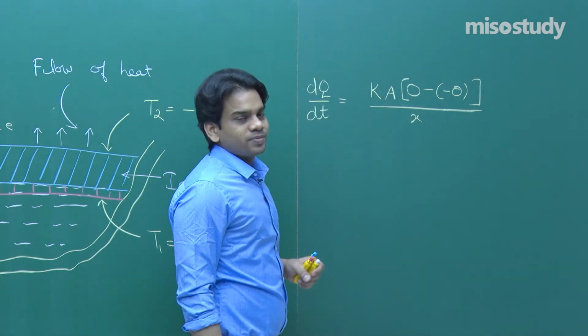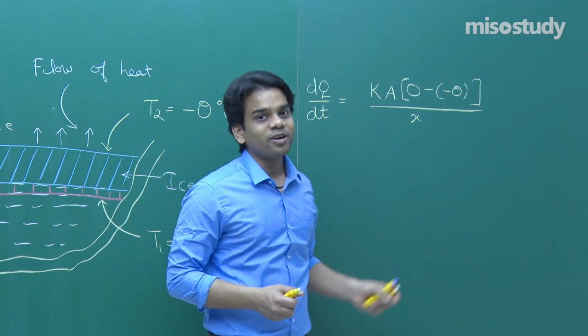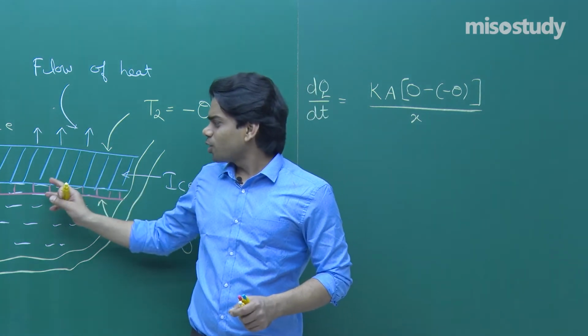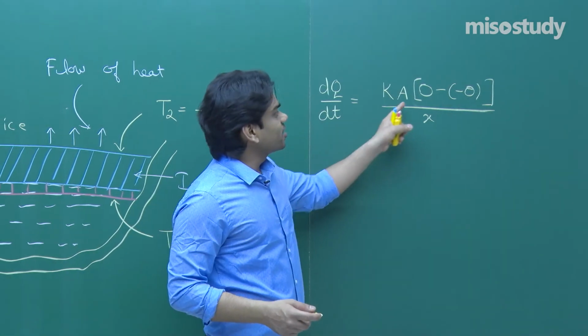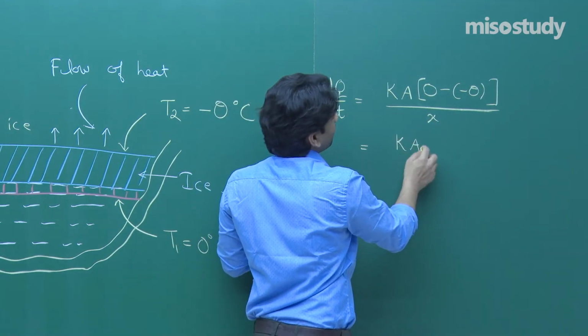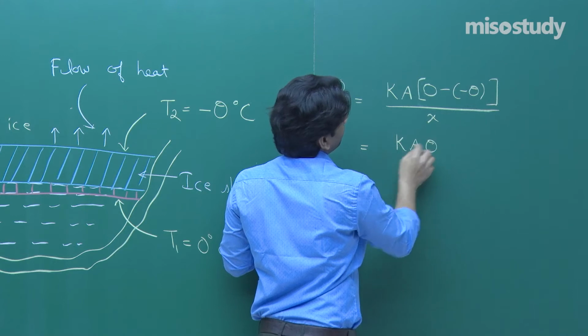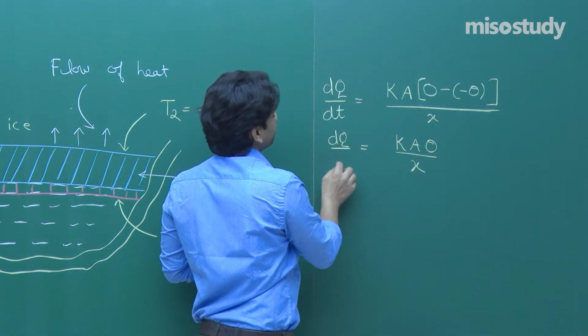This is what we got. This is the length x, because the length that we have considered is x, and the small part we have taken, you will understand why we have taken that part now. Ka 0 minus theta by x, if I simplify it, I'll be having K A (0 minus minus theta) by x, which is equal to dq by dt.